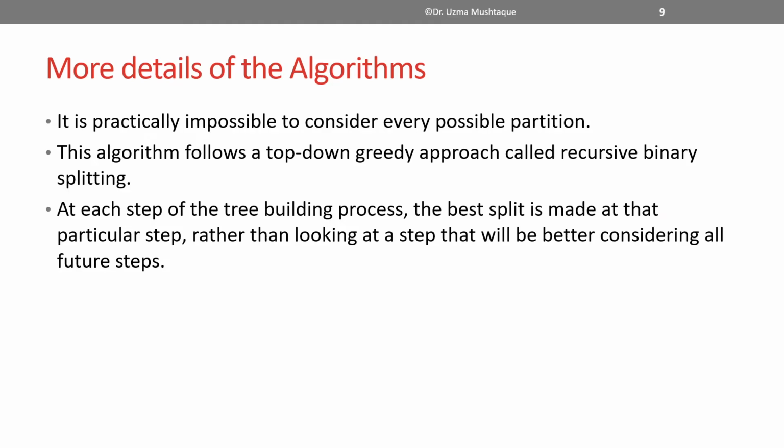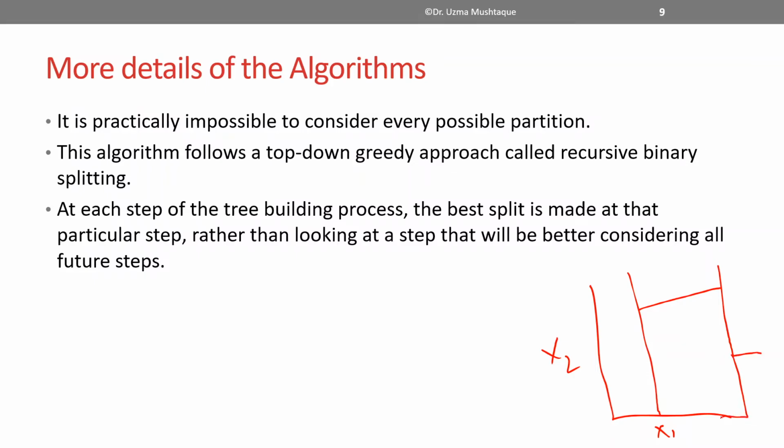Okay, so a little bit more details of the algorithm. You can tell that it's practically impossible to consider every possible partition. What happens if I have this x1 and x2, and then let's say I did a split here? You can tell that real world data won't be as well behaved. So I might do lots of splits, and just keep going on.